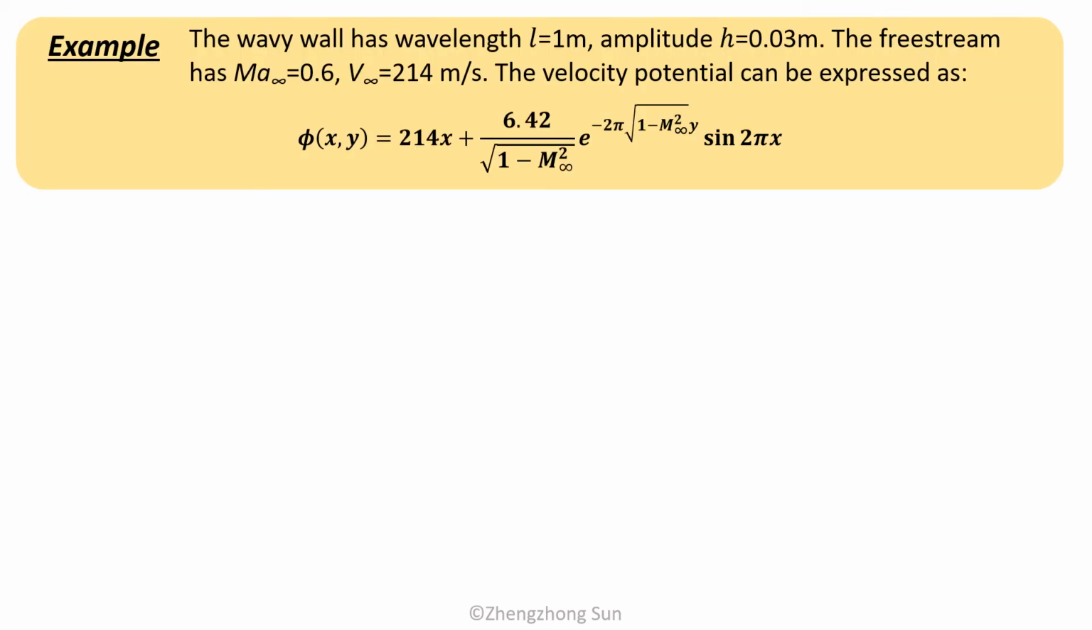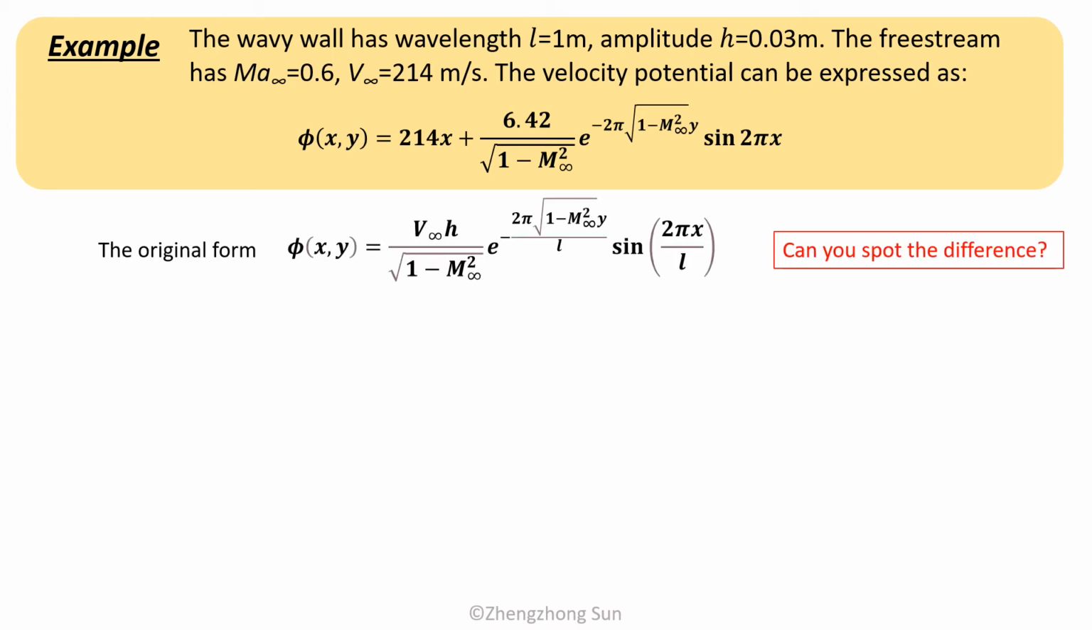Okay, so now we finished that question. Now we see an example with some numbers. The wavy wall has a wavelength of 1 meter, the amplitude is 0.03 meter, the free stream Mach number is 0.6, and the free stream velocity is 214 meter per second, and the velocity potential can be expressed this way.